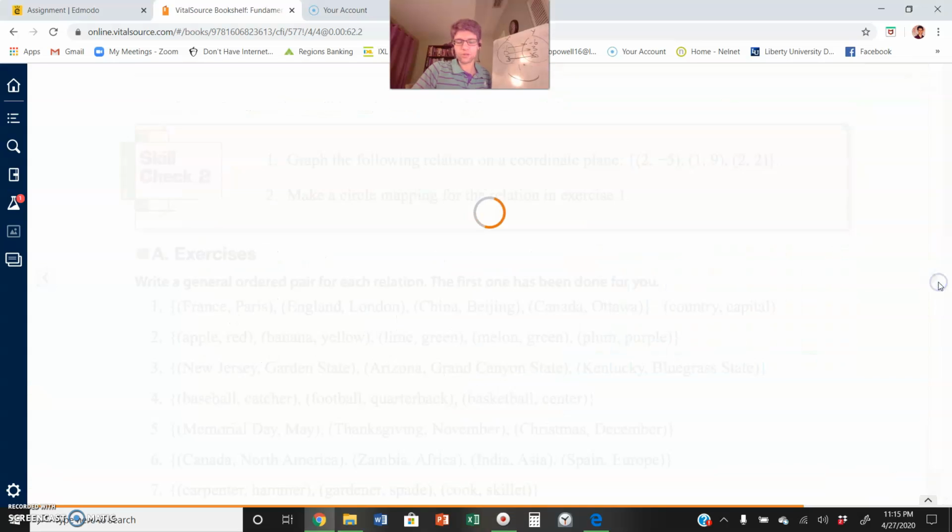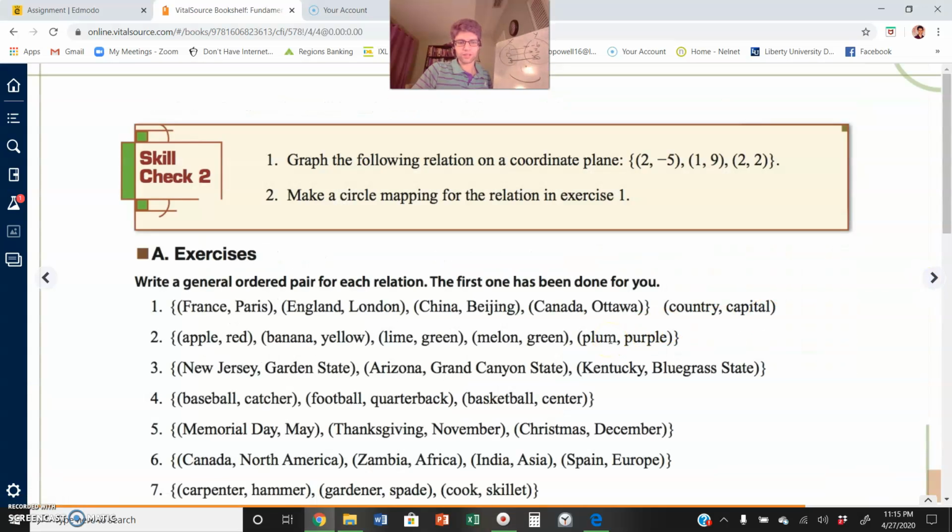So let's look at skill check number 2. This is on page 568. Try the skill check on your own before I actually give you the answers, as I get my eraser. Check it now. Pause me if you need to, and then come back and we'll do it together. Number 1, let's do together, all right?